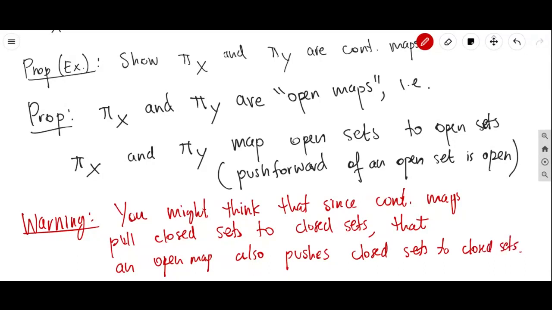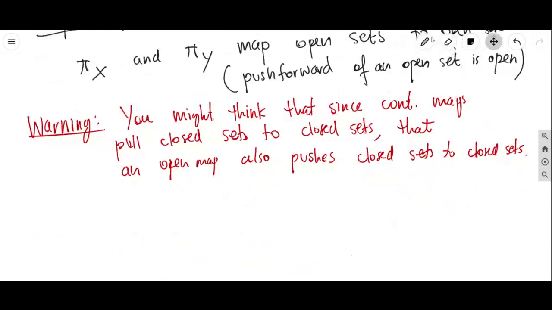I can understand why someone would think that, because the definition of a continuous mapping is you pull open to open, and then you can show by using complements that you also pull closed to closed. So you would think that maybe an open mapping, since it pushes open to open, maybe by using complements or something, pushes closed to closed. That does not work. There is no such thing.